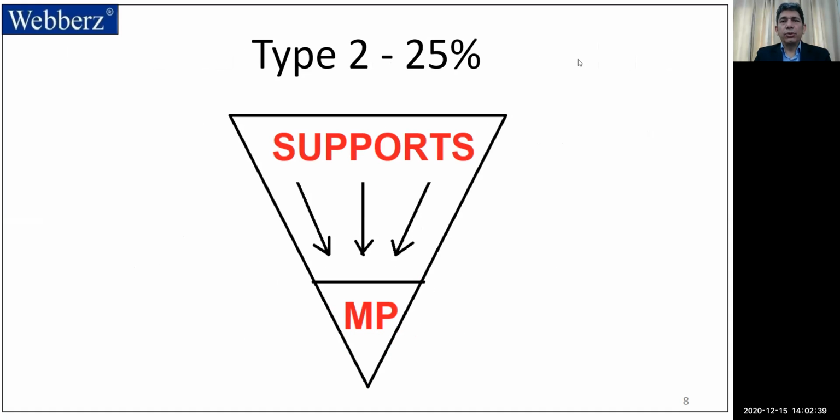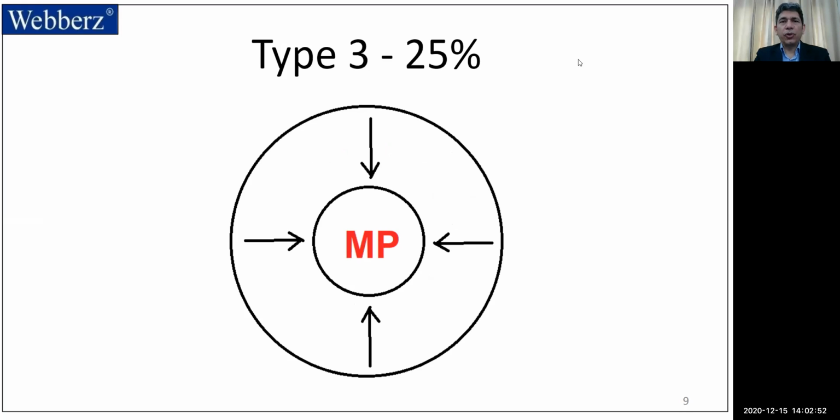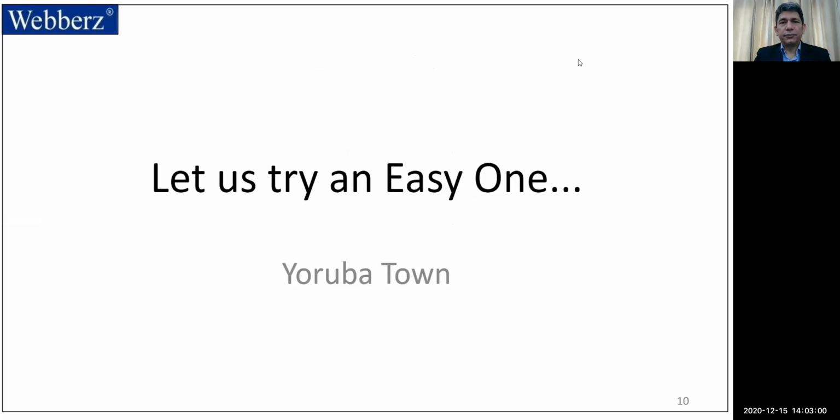In type 2, that is 25%, all the supports will point to the last line, and the last line is obviously the end of the paragraph. In that case, the end of the paragraph is the heading. In type 3, which is again 25%, all the supports will point to a central point which is located in the center of the paragraph.